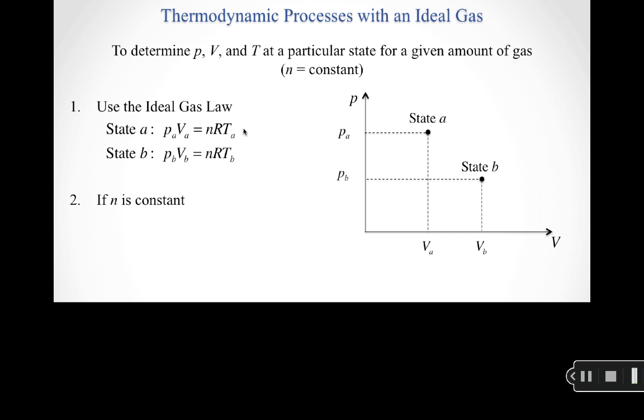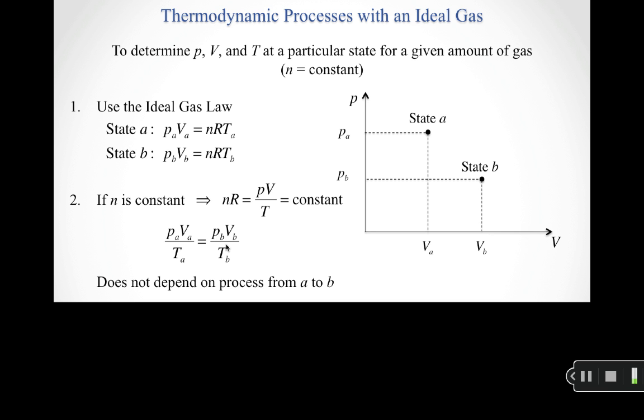Now, if we hold n constant, then since R is the ideal gas constant, these two terms are constant. And so if I divide the T over to the other side, that means that the ratio of PV over T also must be constant. So as I go from one state to another, this ratio of PV over T always has to give me the same value. And this does not depend on the process that I take to go from A to B. But we'll see there are some special processes that I can use which will simplify this equation. This approach is always valid as long as n is constant with our ideal gas.